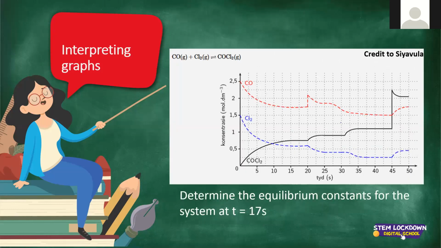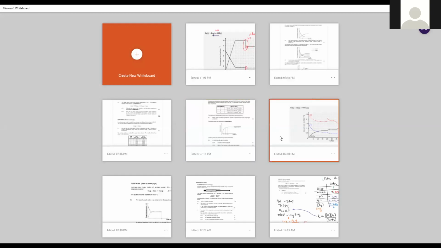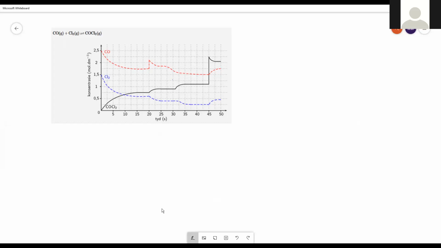Okay, then they give us this graph and they ask us to determine the equilibrium constant for the system at 17 degrees. So they're basically asking us to look at the graph and find our concentrations and then work out our Kc value. So let me just go back to the whiteboard. Okay, so they give us this, and they have now asked us for our Kc value.